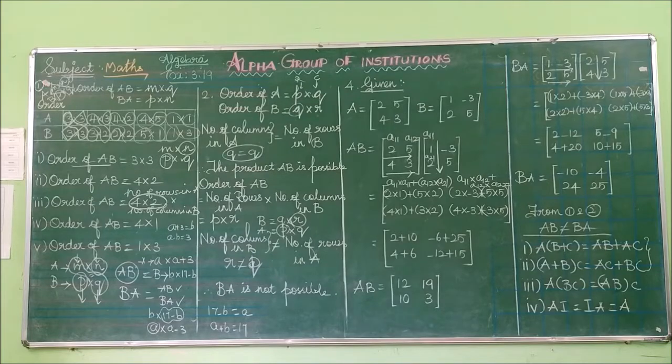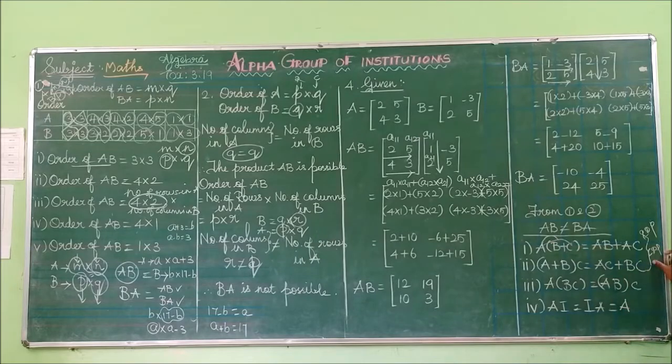If A, B, C are m cross n, m cross n and n cross p matrices respectively, then A plus B into C is equal to AC plus BC. This is the left distributive property. So listen, the first one is the right distributive property, the second one is the left distributive property. You can take the three matrices A, B, C. First you add B plus C, then multiply with A, and that value will be equal to AB plus AC.